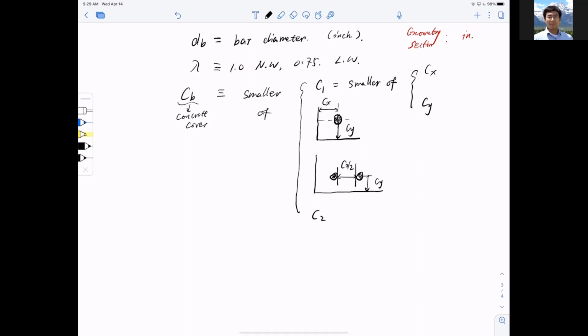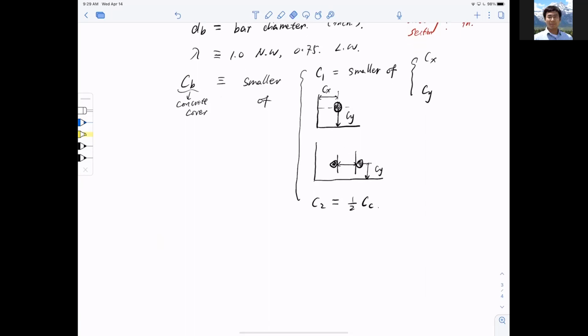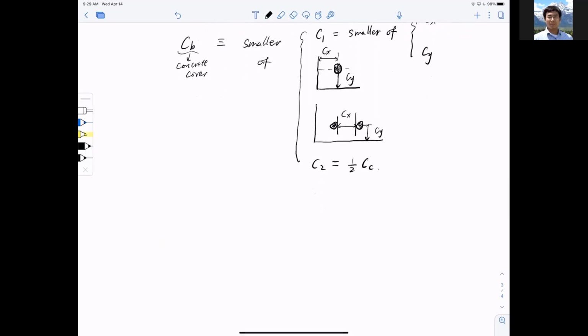All right, now what about C2? C2 is another scenario. That is by definition half of CC. Sorry about this, let me put this as Cx. So what is half of CC? Meaning if I have bars in a group, more than 2 bars, definitely more than 2 bars, then I will have concrete clear cover here, CC. So C2 is half of that.